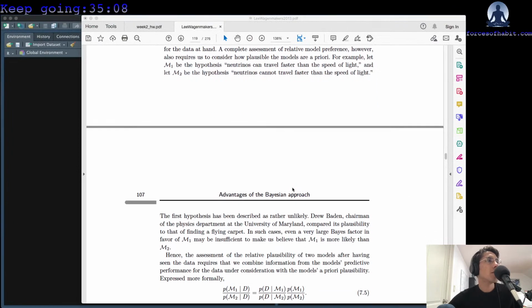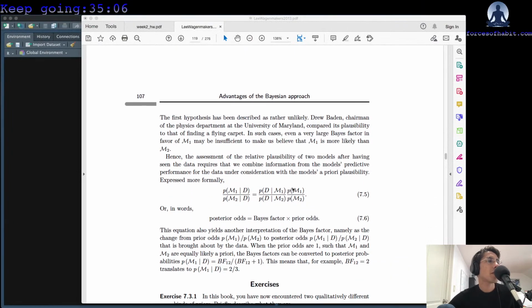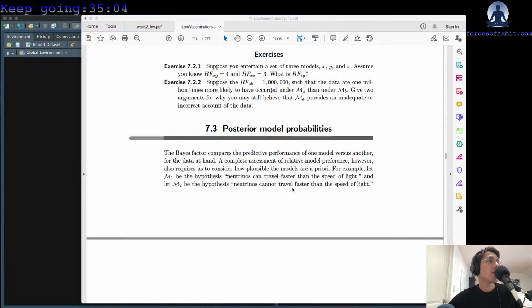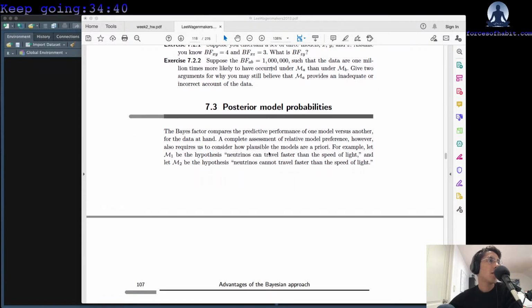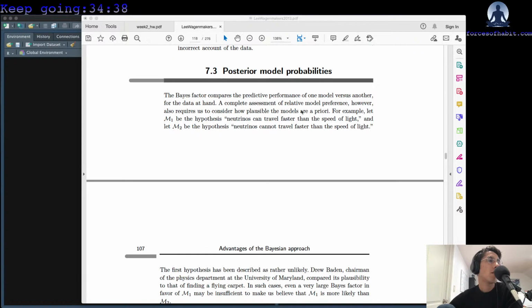Today's conceptual day, it looks like we're just going to keep going, doing all of chapter 7 today. Posterior model probabilities then. So now we're just extending. Bayes factor compares predictive performance of one model to another. A complete assessment of the relative model preference, however, requires us to consider how plausible models are a priori.